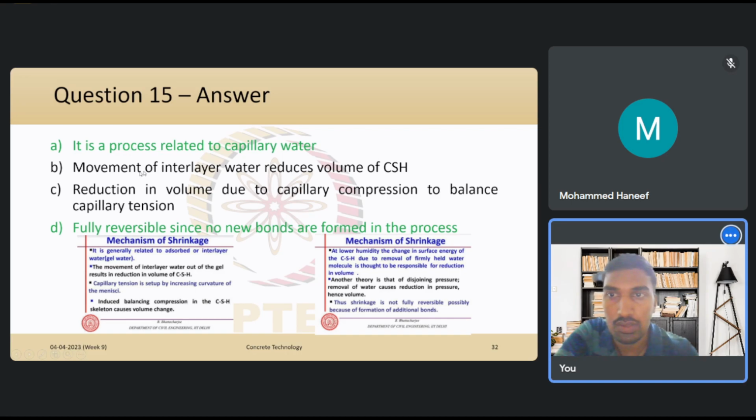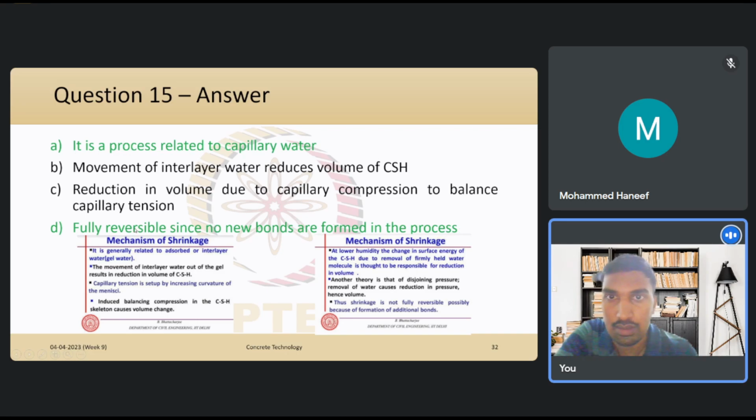B says it is the movement of interlayer water reducing the volume of CSH. This is true. When there is the movement of interlayer water, some of the bonds that are formed will be broken, and therefore the volume of the CSH will come down, and that results in the shrinkage. So B is true. C says reduction in the volume due to capillary compression to balance the capillary tension. C is also true. The capillary tension is one of the mechanisms that we saw that causes the reduction in the volume. So C is also a right mechanism, and D says it is fully reversible since no new bonds are formed in the process. So that is incorrect.